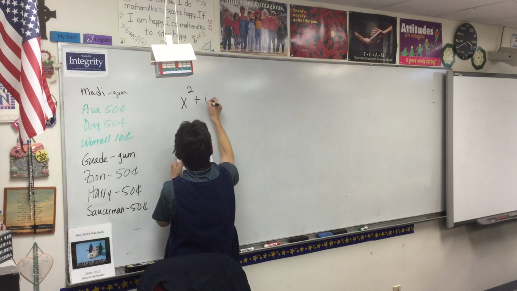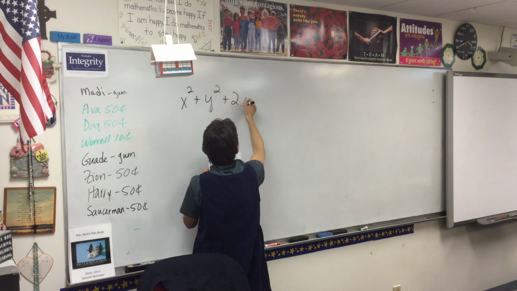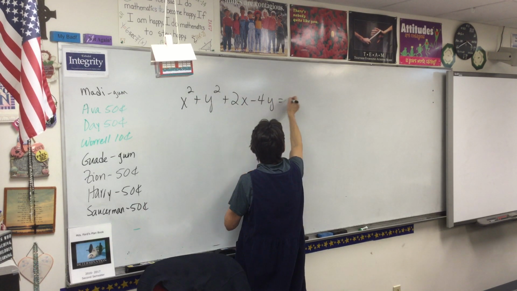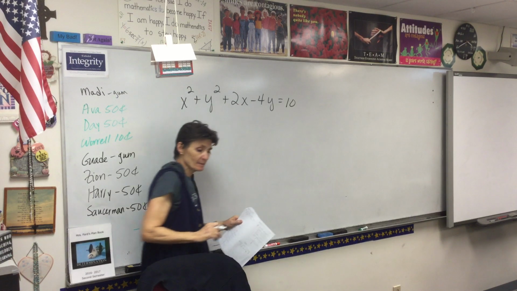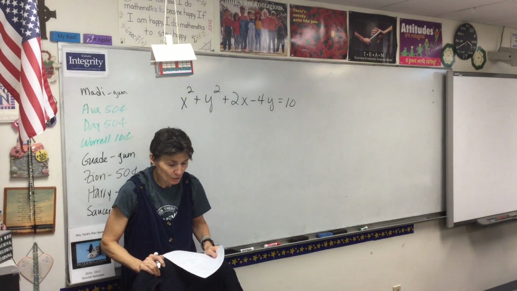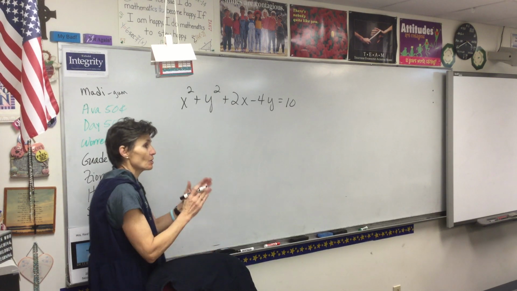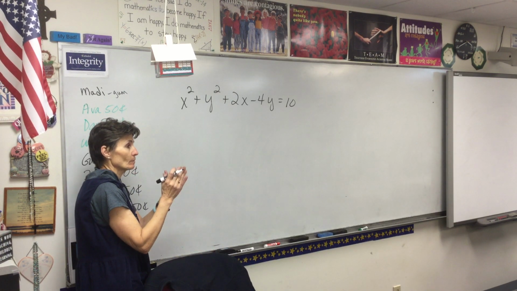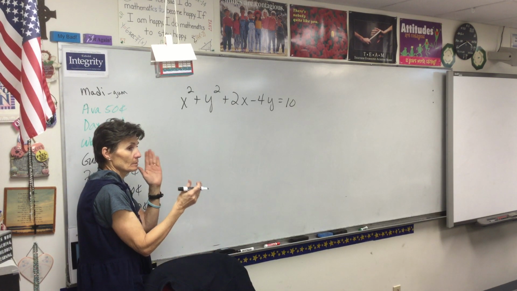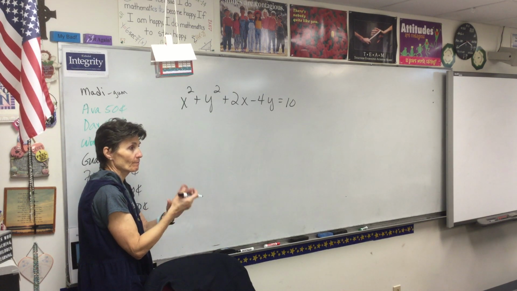It's a circle. You did this yesterday. If you missed it yesterday, let's get it under control now. We're going to do exactly the same thing. We're going to find the center and the radius. Okay? So here we go. What do we need to do first?